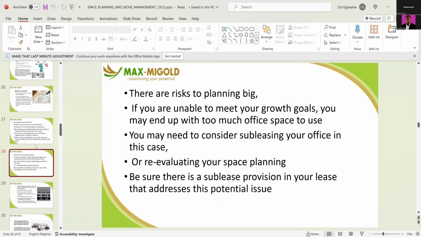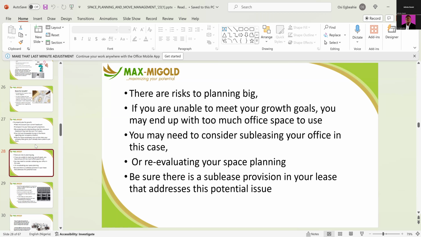There is a risk in planning big. Of course, if you are unable to meet up your growth goals, you may end up with too much space to be used. You may need to consider subleasing your office in that case, where you have excess space, or evaluating your space planning. Be sure there is a sublease provision in your lease that addresses this potential issue.